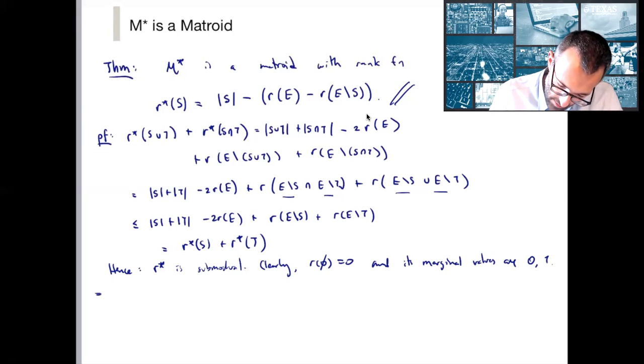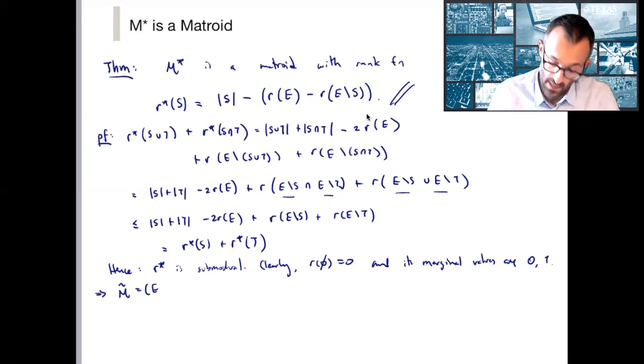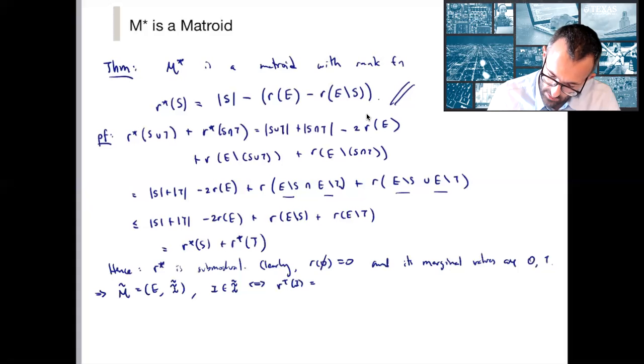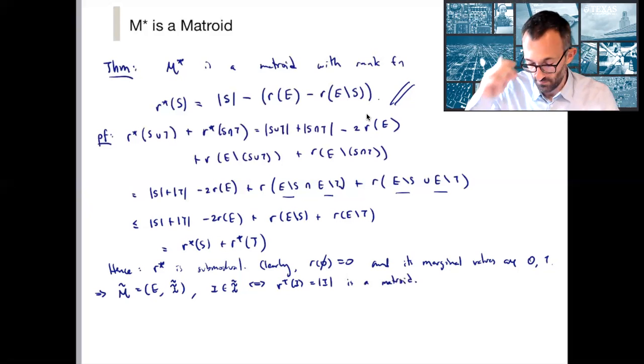So, in other words, let me call this M tilde on the same ground set E, but with some independent system which I'll call I tilde, where I is an element of I tilde if and only if r star of I is equal to the cardinality of I. This is a matroid. This is what we have shown.